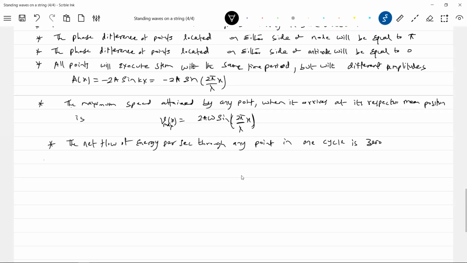That's why in a traveling wave there was a flow of energy. In a standing wave, there is no flow of energy. Okay, this is what the theory is telling.